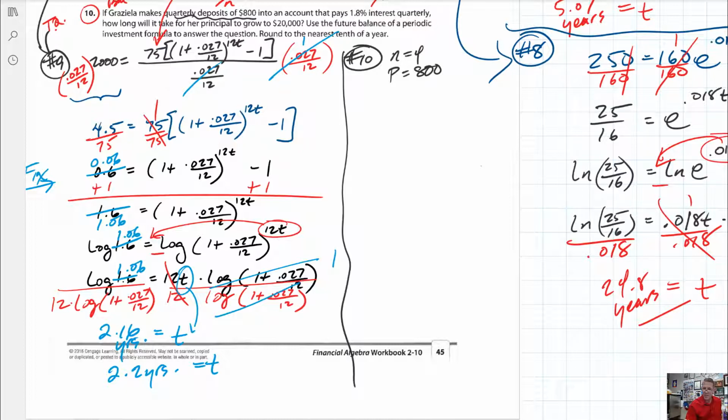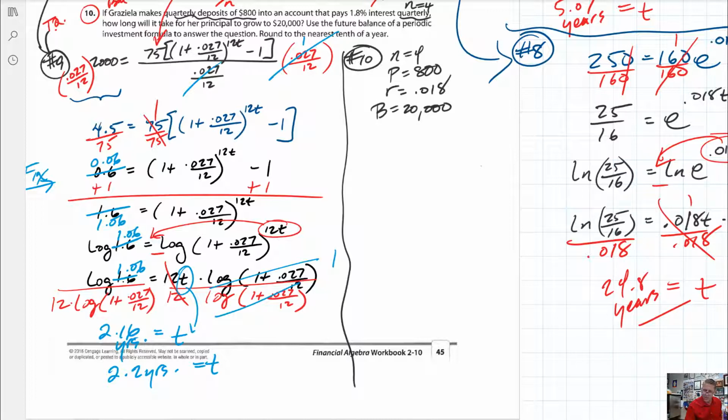$800 into an account that pays 1.8%, so R is 0.018, and it's compounded quarterly, so n is 4, right? And then how long will it take? I don't know how many years to reach $20,000. So the future balance is $20,000.